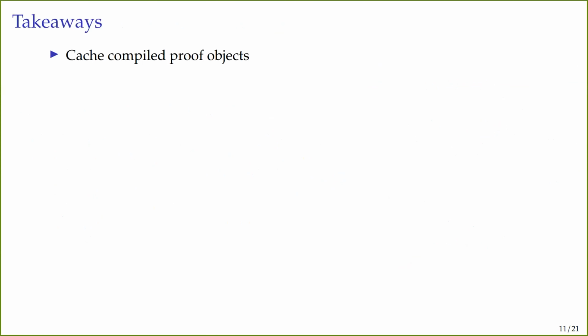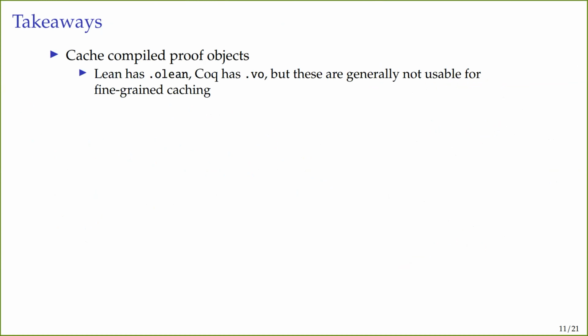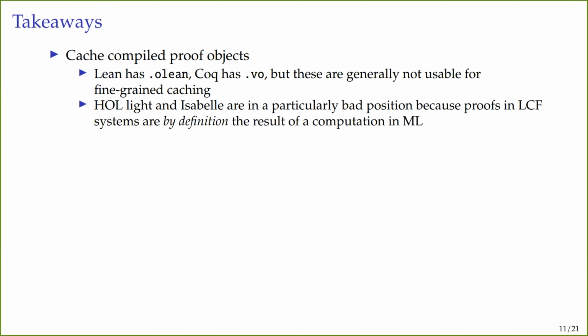So I want to highlight as one of the takeaways here that we should try to cache compiled proof objects. And depending on the system, this can be more or less difficult. So Lean has these OLean files and Coq has VO files, but they're generally not used for fine-grained caching, and they usually aren't checked in either. Caching at the level of an individual theorem is not something that you can easily do with these methods.